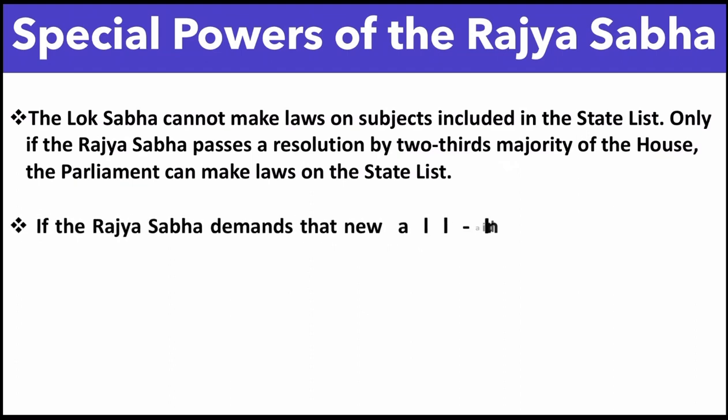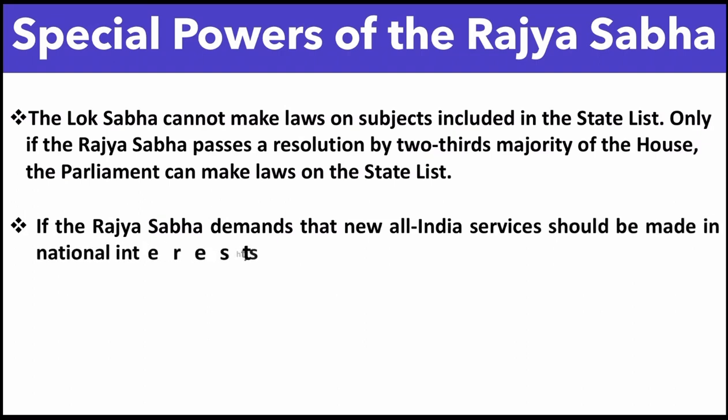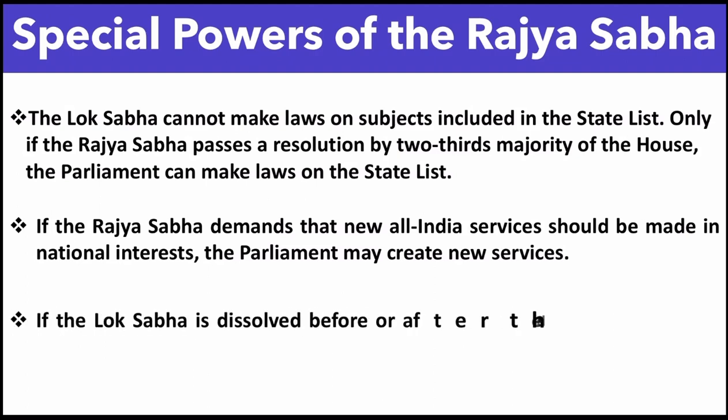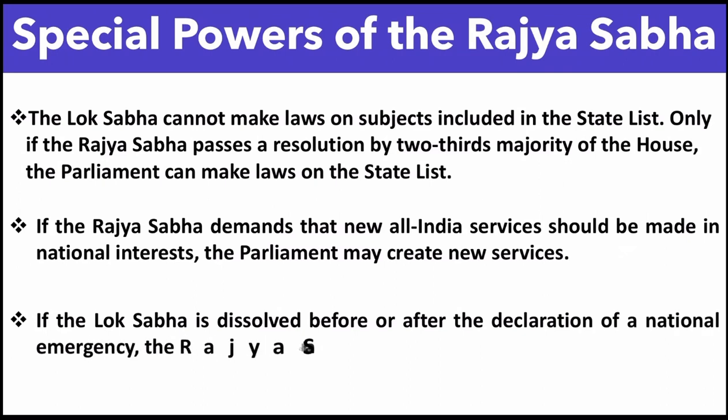Number 2. The Rajya Sabha can demand that new All India Services should be made in the nation's interest. The Parliament may then create the new services. Number 3. The Lok Sabha is dissolved before or after declaration of national emergency or during general elections, whereas the Rajya Sabha is never a dissolving house. It continuously stays in function and plays the role of the Lok Sabha during a national emergency.